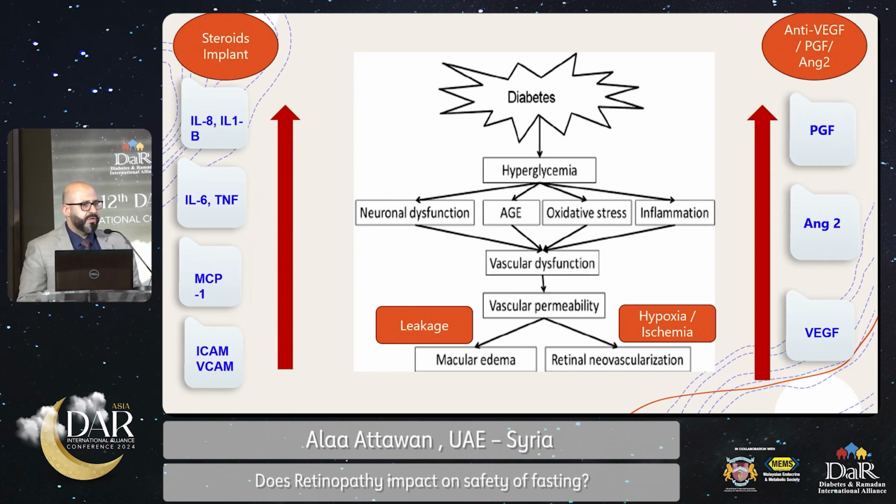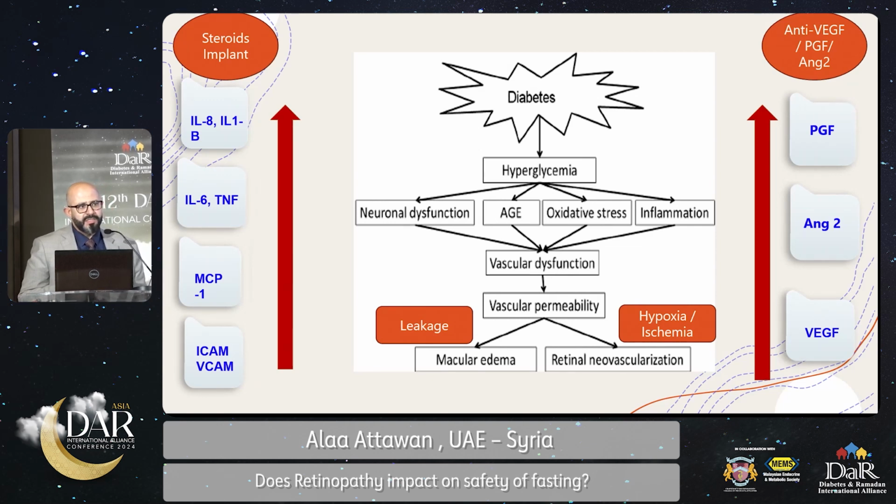Hypoxia and ischemia will eventually lead to the changes to a various degree of diabetic retinopathy, as we know, with mild, moderate, or severe, or progressive diabetic retinopathy, and leakage will lead to what we call diabetic macular edema. There is a cascade of molecules being involved in this process. Some of them are inflammatory, some of them are vascular driven, from ICAMs to MCP, interleukins 1 to 6, 1 and 8. These are more of an inflammatory.